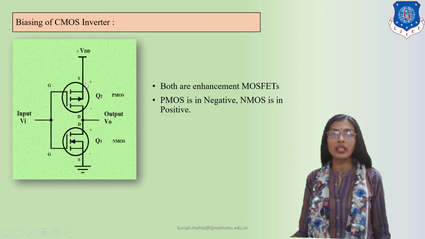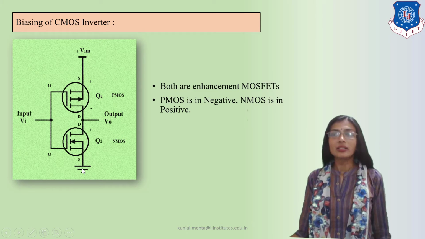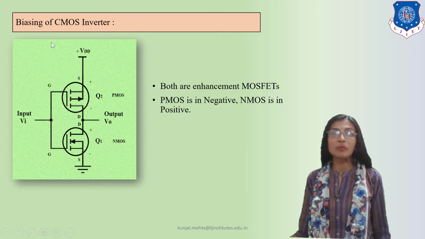Then the source terminal is connected to the power supply of the PMOS, and similarly the source terminal of the NMOS is connected to the ground. So this is the perfect circuit diagram of the connection of PMOS and NMOS. So it becomes the circuit diagram of the CMOS inverter.